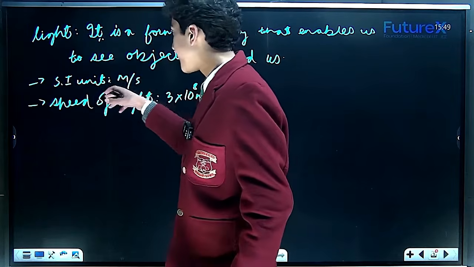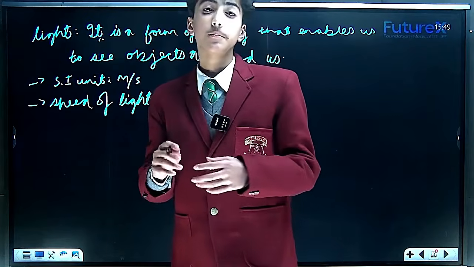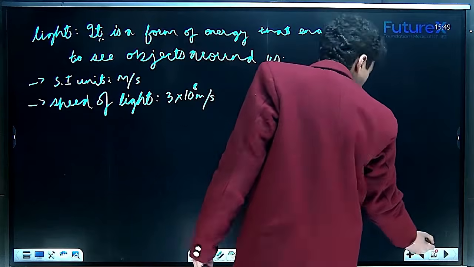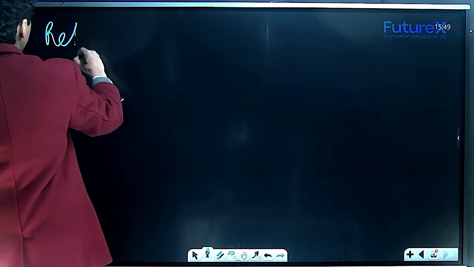So, what is the SI unit? The SI unit of speed of light is meter per second, and the speed of light is 3 into 10 raised to power 8 meter per second. So, now we move on to reflection of light.